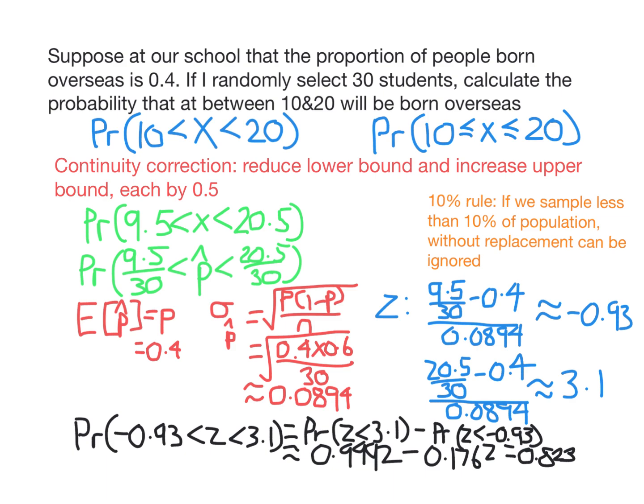Now, we probably should have done this at the start, but just to double check that np and n(1 minus p) satisfy our definition: in this case, np was 30 times 0.4, which equals 12. I don't really need to try n times 1 minus p, because 1 minus p is more than p, so I'll get an answer more than 12. np and n(1 minus p) are both more than 9, so my assumption that p hat was approximately normally distributed is valid.